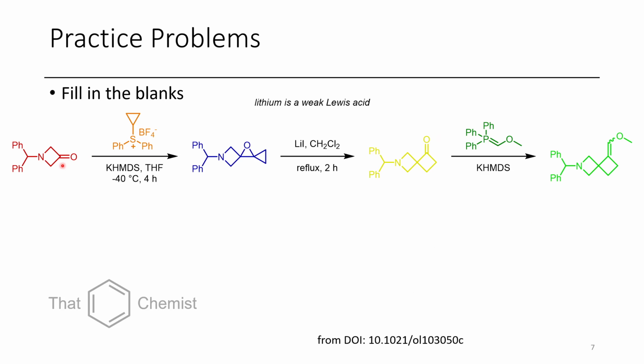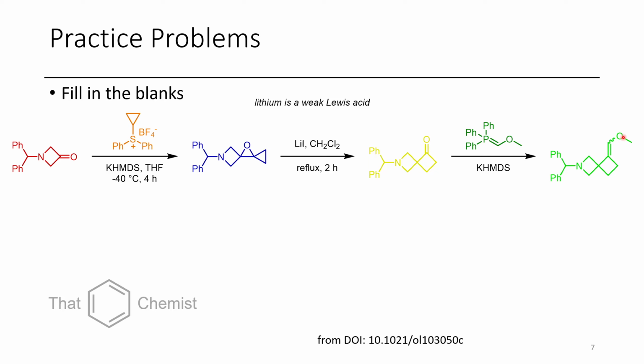So initially what we're going to do is make an epoxide, but the epoxide that we get is this really strained, interesting looking 4,3,3 tricyclic system. And to open this and rearrange it, all we have to do is treat this with lithium iodide, a very weak Lewis acid. So what we're going to get is this 4,4 bicyclic system, which can then undergo a Wittig reaction. Now, what they do in this paper is they take this really clever Wittig reagent, which gives vinyl ether as a product.